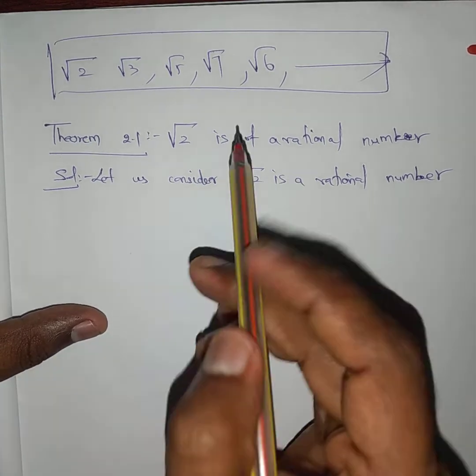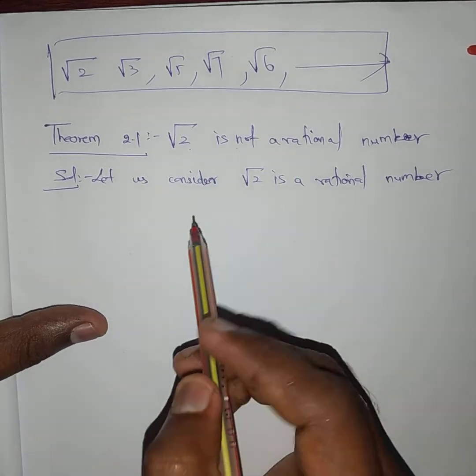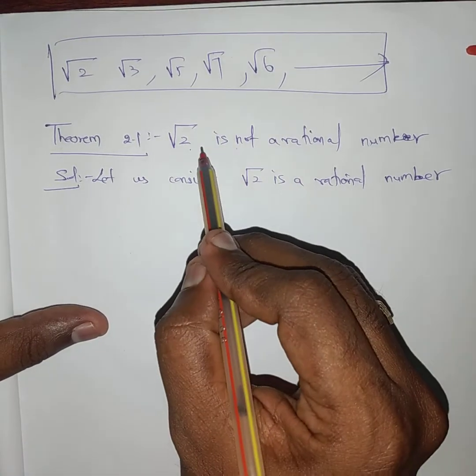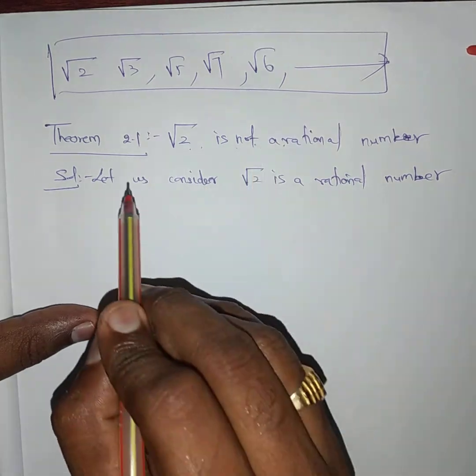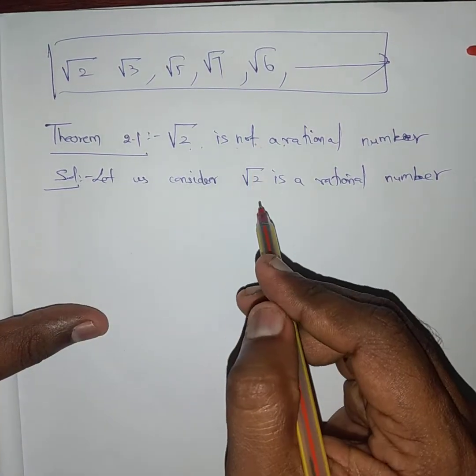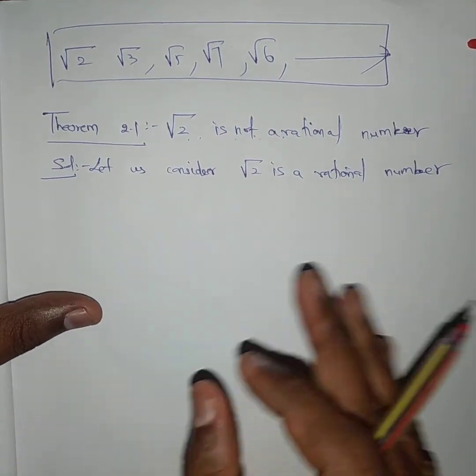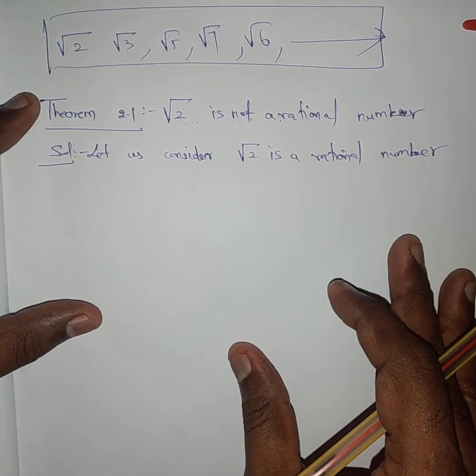But what they ask is: square root of 2 is not a rational number. Square root of 2 is an irrational number. Yes, it is irrational. But for our proof, we are going to assume that square root of 2 is a rational number.